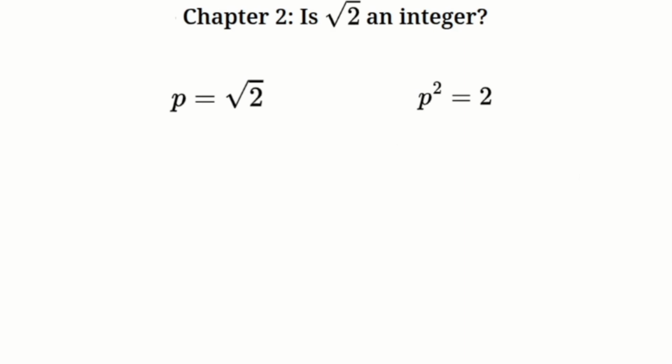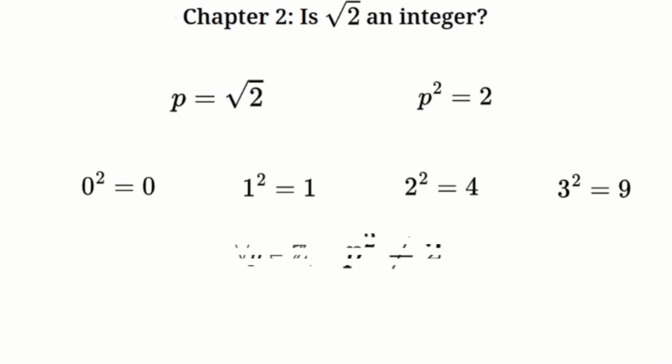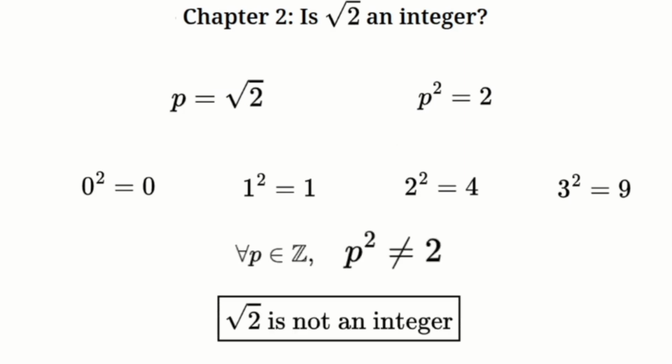Now let's list some perfect squares. 0 squared is 0, 1 squared is 1, 2 squared is 4, 3 squared is 9. Clearly, no integer squared equals 2. So the square root of 2 is not an integer.